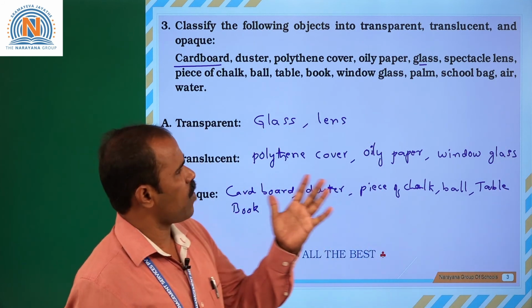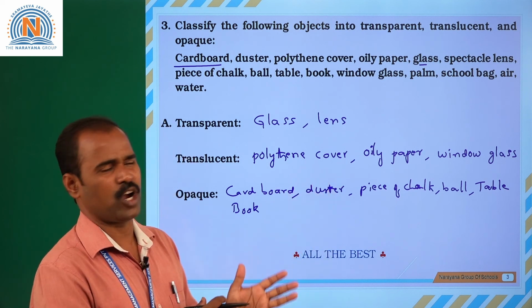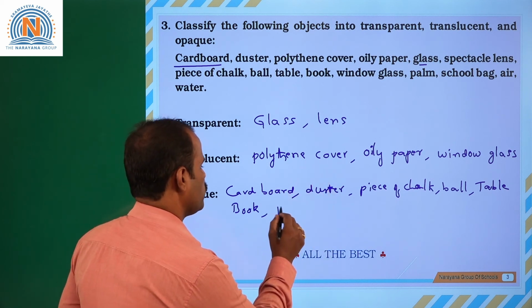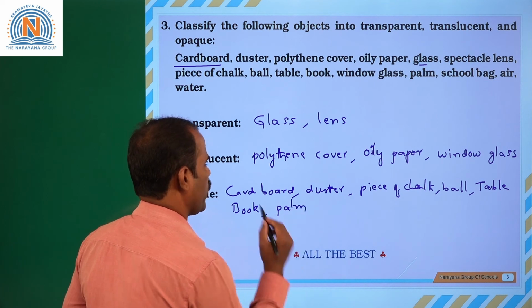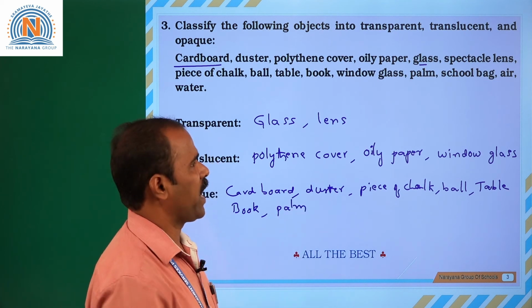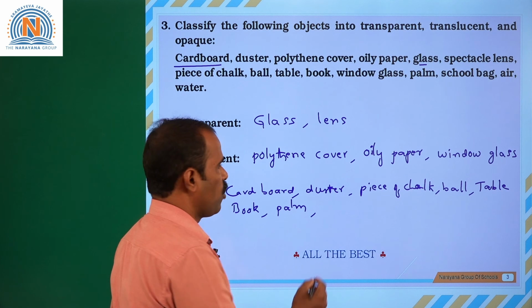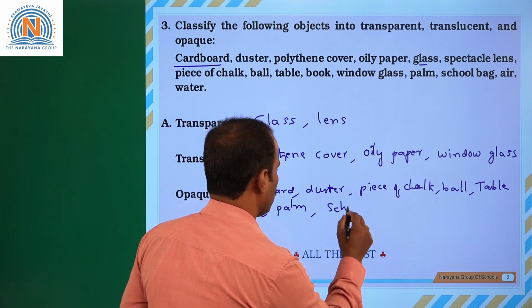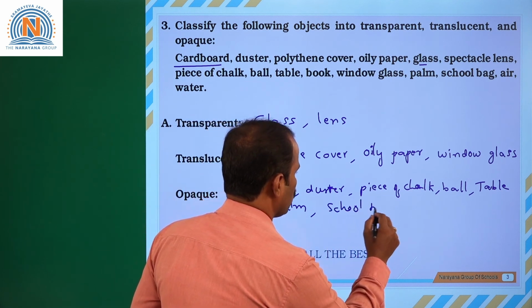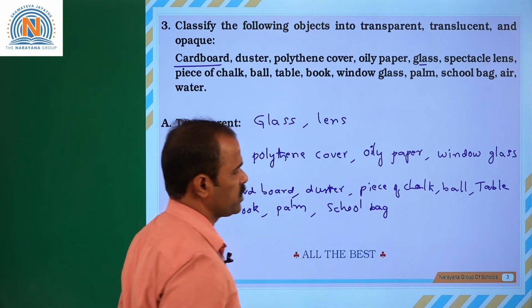Next to our palm. Palm is an opaque object, so it comes under opaque object. School bag. School bag comes under opaque object.